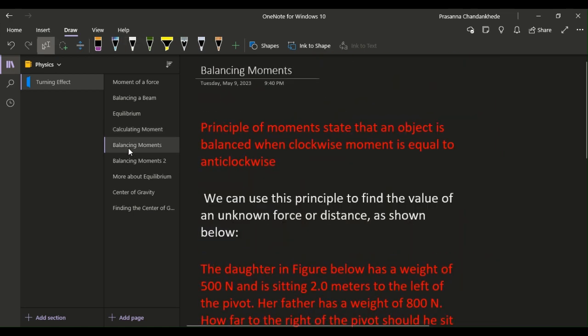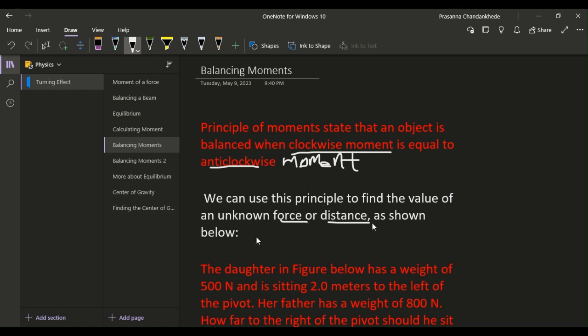Let's go to balancing moments. The principle of moments states that an object is balanced when the clockwise moment is equal to the anti-clockwise moment. Let me just write that down. I'm sorry for the bad handwriting because I have to use a mouse. We can use the principle to find the value of an unknown force or distance as shown below.